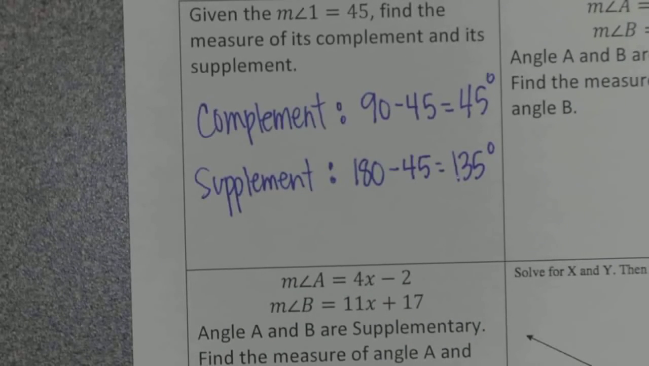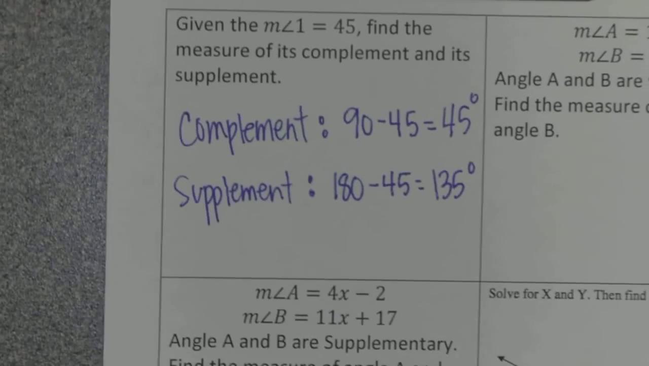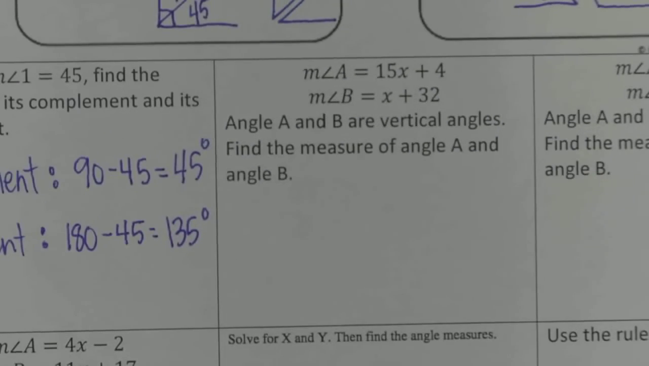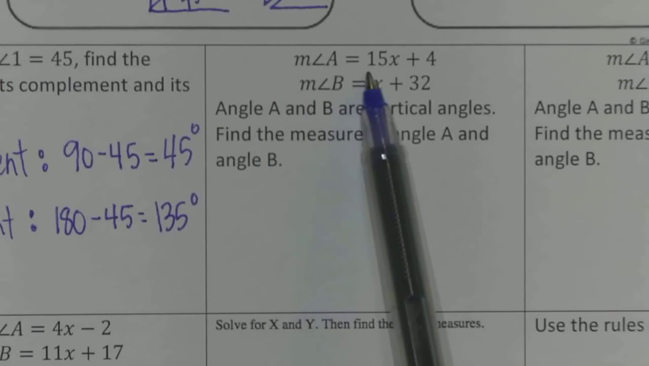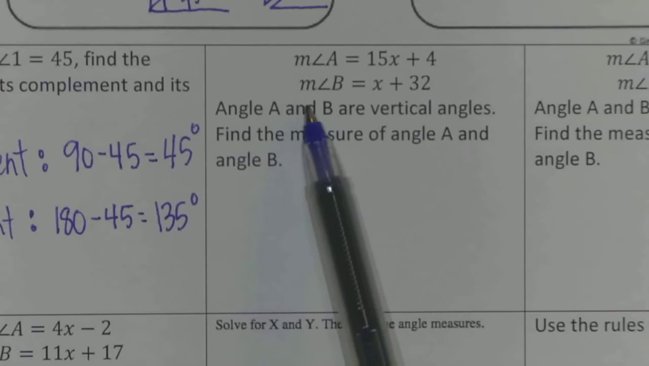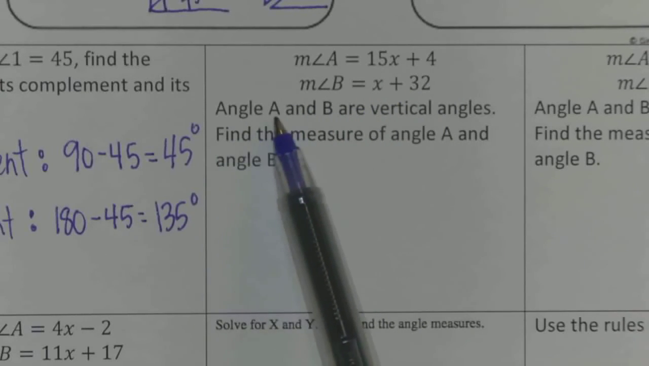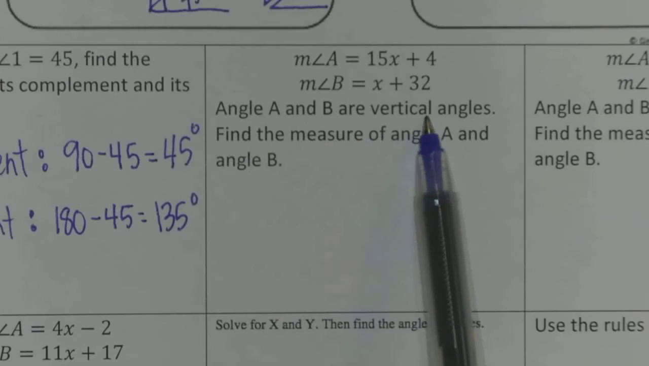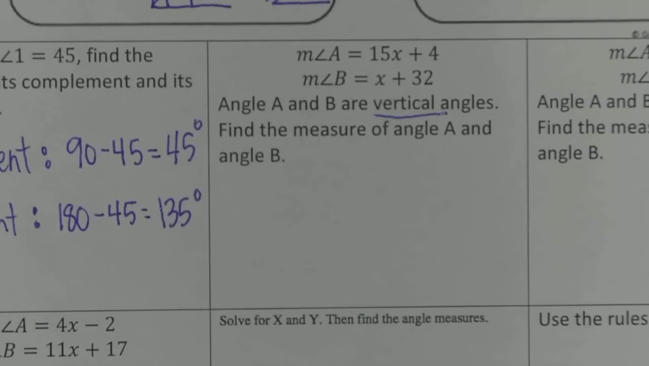Okay. So we're using the information that we know from our rules up above to solve for the missing angle. Sometimes that's going to involve a variable like this next one does. So let's read it and see what it says. The measure of angle A equals 15x plus 4. The measure of angle B equals x plus 32. Angle A and angle B are vertical angles. Find the measure of angle A and the measure of angle B. So what do we know about vertical angles?